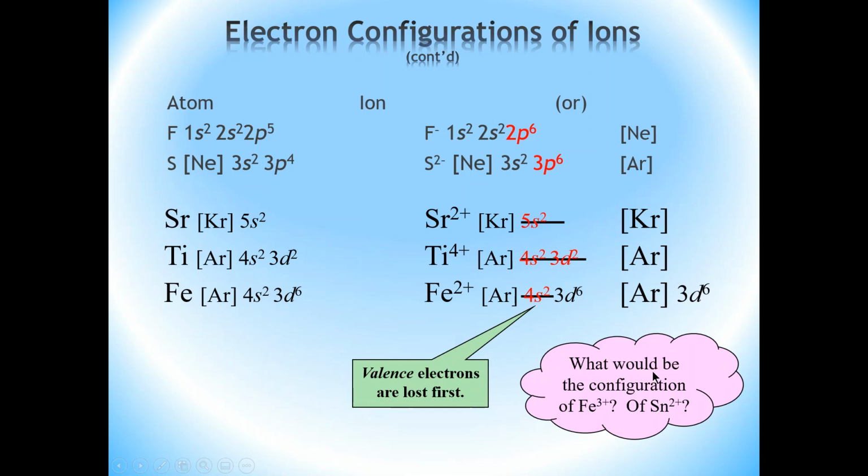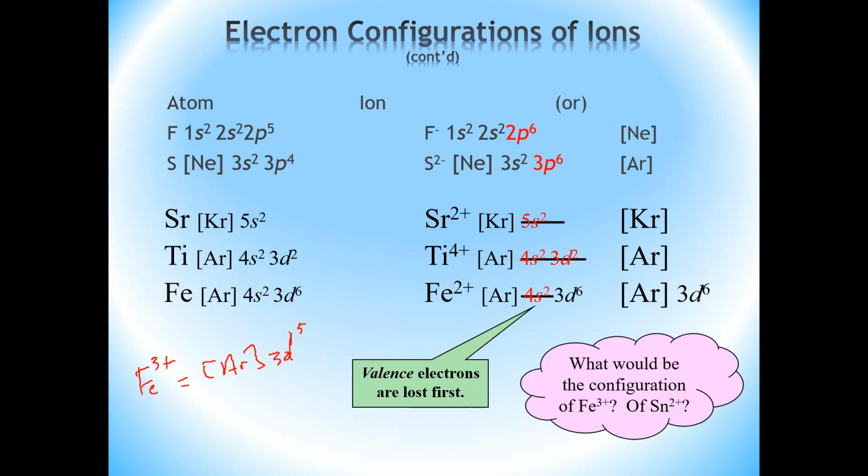So based on this, we should be able to answer these 2 questions. What would be the configuration of Fe3+? Well, for Fe3+, we can basically start from here. All we have to do is remove an electron from here. So therefore, the electronic configuration of Fe3+ is going to be the electron configuration of argon, 3d5. All right? So that's basically how that is done.